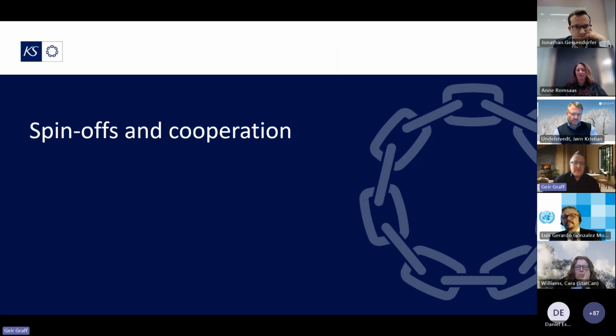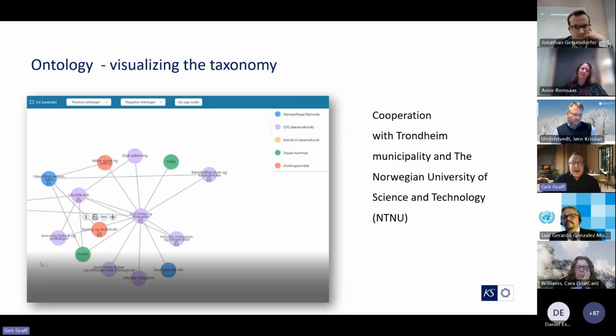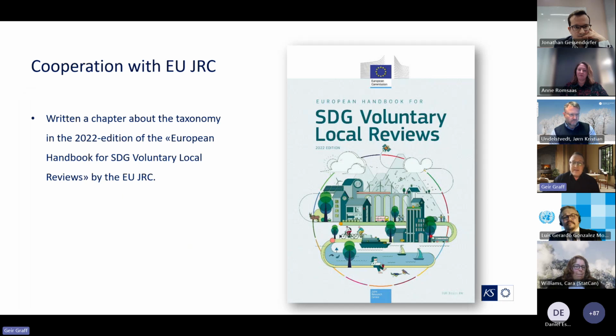Some other spin-offs that we have experienced in our work. As Louis mentioned, we talked about this in 2021 too, Louis. There is an ontology developed in Trondheim municipality together with the Norwegian University of Science and Technology that has focused mostly on the interrelation between the SDGs and synergies and trade-offs. So they have made an ontology there using the semantic web. We have also written a chapter in the SDG Voluntary Local Reviews Handbook from the EU Joint Research Centre in 2022. We wrote a chapter here about the taxonomy.